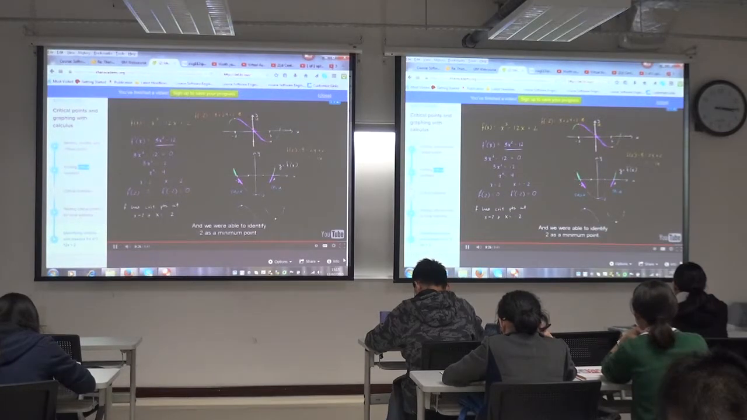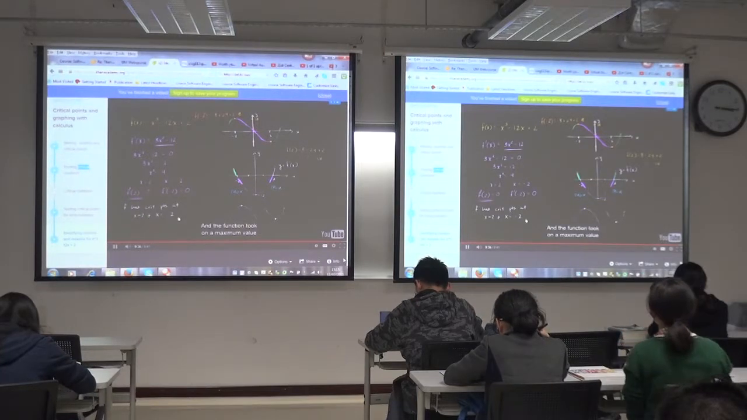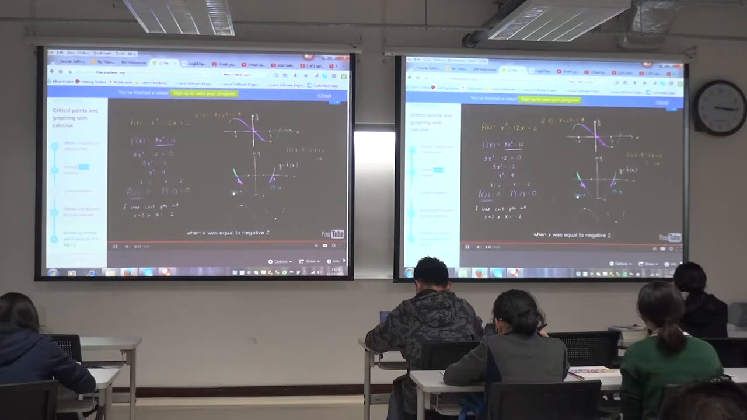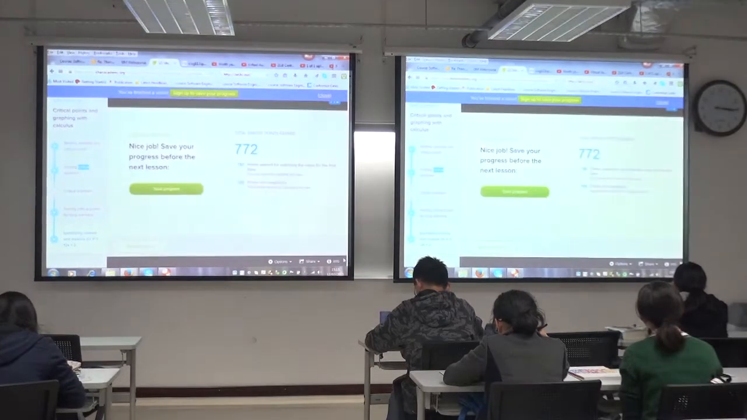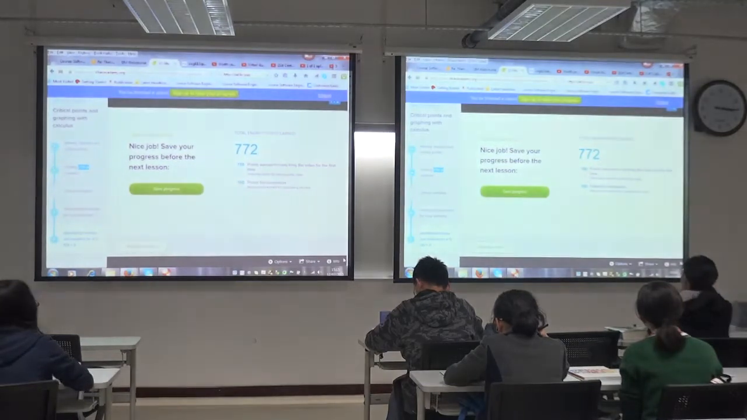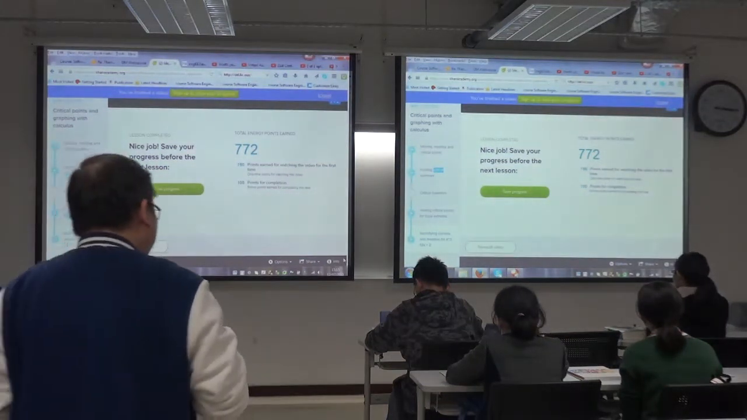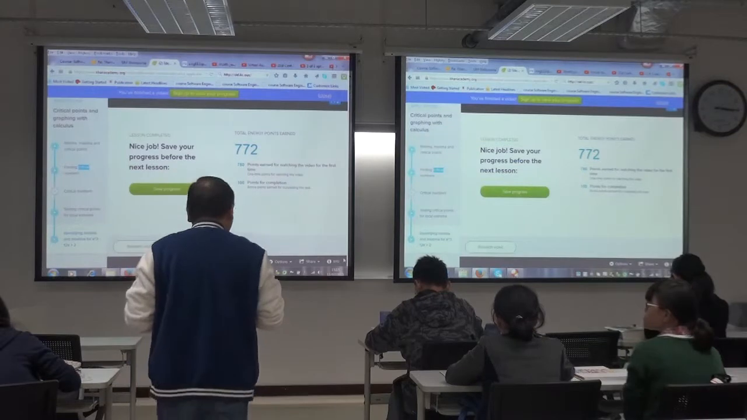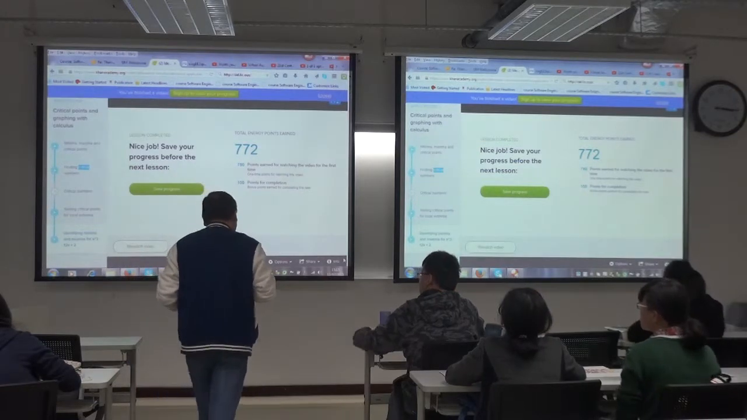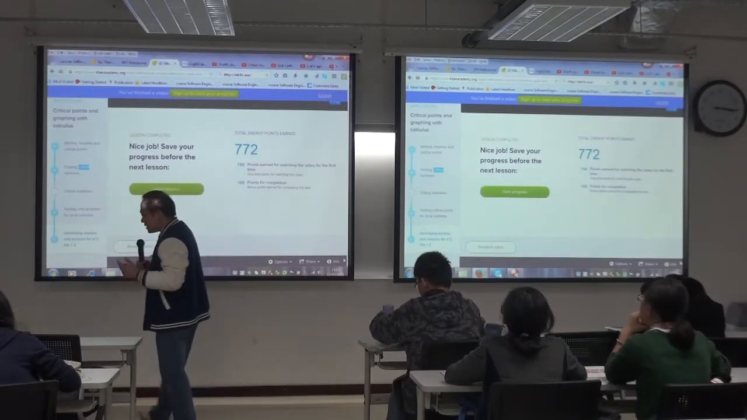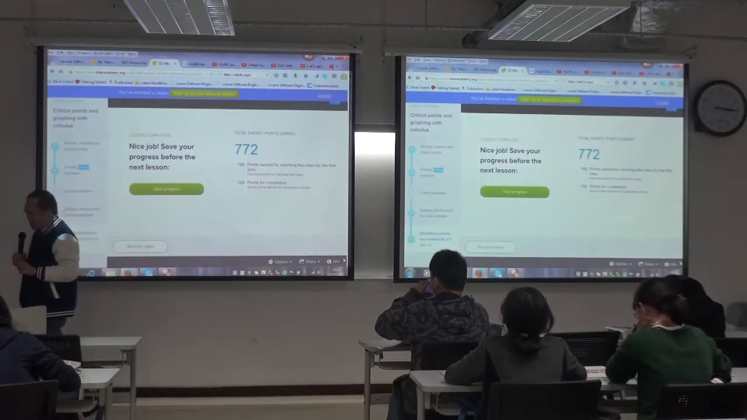We were able to identify 2 as a minimum point. So this was a minimum value. The function takes on a minimum value when x is equal to 2, and the function took on a maximum value when x was equal to negative 2. You see the excellent illustrations help you understand first the critical points, second, where the critical points are minimum or maximum, and then how you will find them given the particular functions.